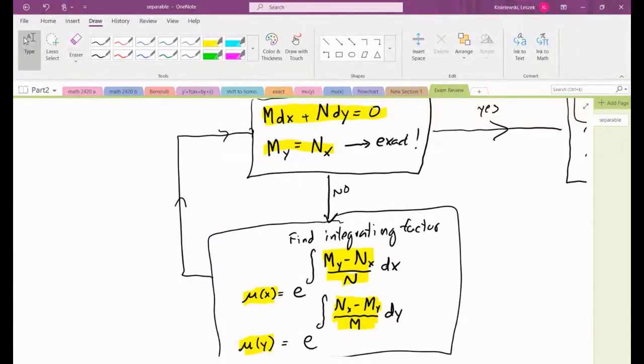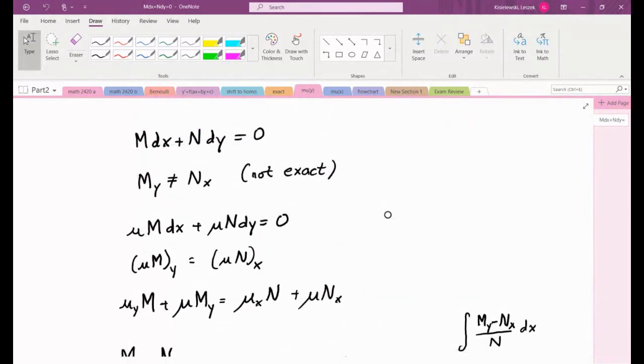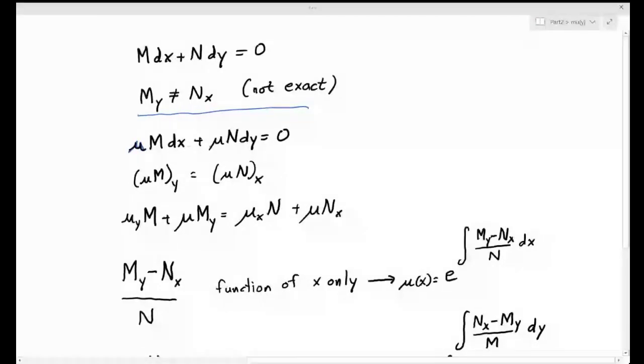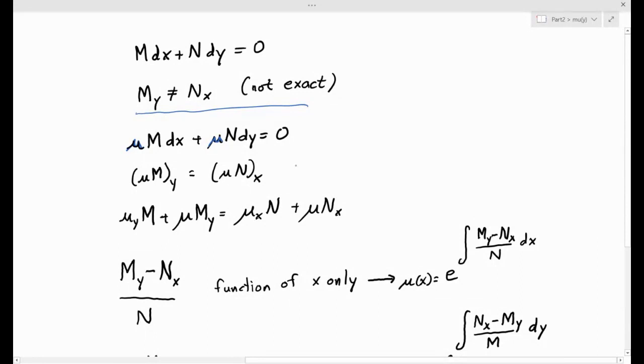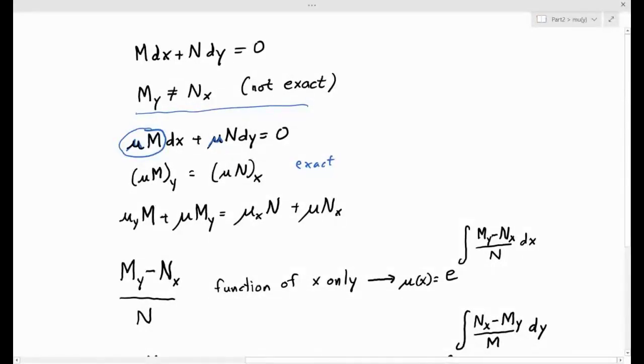Integrating factor. Let's see if I have that. All right. So we do the test for exactness, and it fails, right? So it's not exact. So of course the integrating factor is some function of x and y in general, such that if you multiply both sides of your differential equation by mu, the integrating factor, the result would be exact, meaning that the partial derivative of mu m with respect to y would be the same as the partial derivative of mu n with respect to x. Okay.